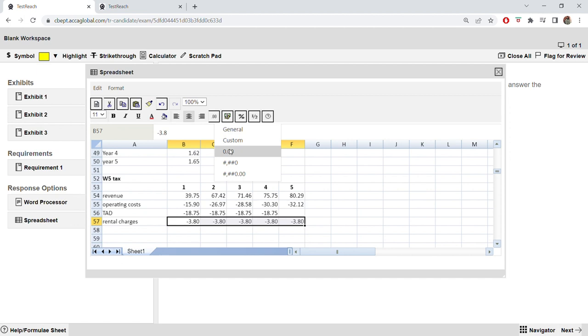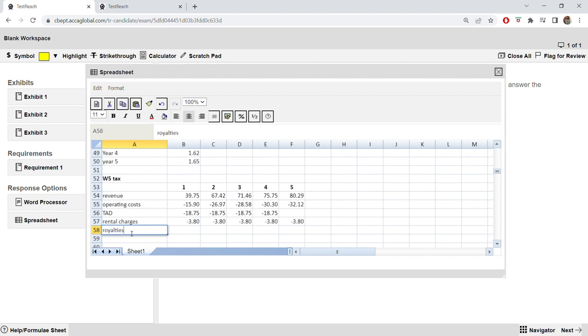After you deduct the rental charges, what else is remaining? Royalties. Royalties also we have calculated already. So take it. Minus 1.53. Minus 2.49. Minus 2.54. Minus 2.59. Minus 2.64. So now what you get is known as taxable cash flow.